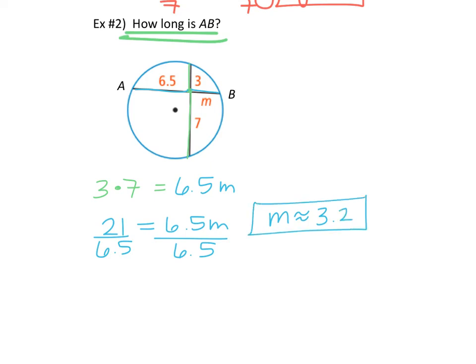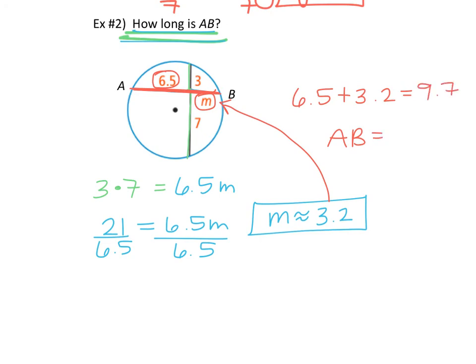Okay, but the question was not what is m. The question was how long is AB. So we're looking for this length. What is the length of this chord? This was 6.5 and this was m, and we know m is 3.2. So you're just going to go 6.5 plus 3.2. So that means AB has a length of 9.7.